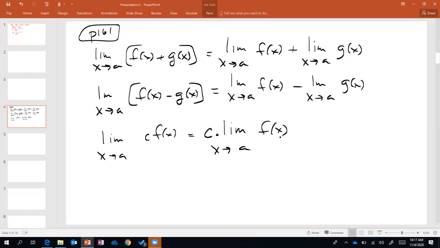Good. x goes to a is not the same. Can you subtract limits that don't have the same? Ah, good. No, it has to be there. The limit has to go to the same exact number.